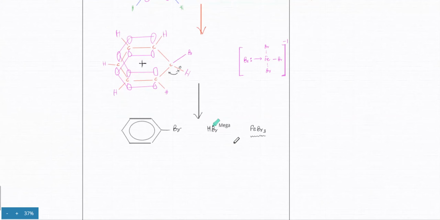Okay, is this clear to everyone? Sara, is this clear? Abu Huraira, is this clear? Yes, sir. Yes, sir.